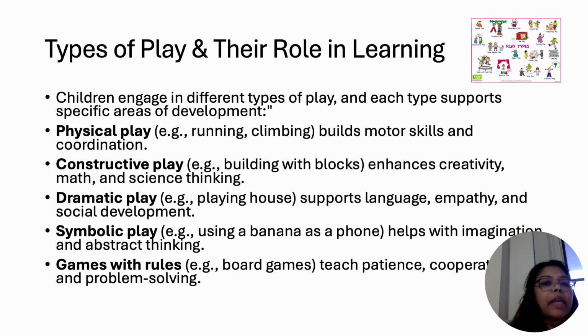Now I'm going to talk about types of play and their role in learning. Children engage in many types of play, and each type supports different areas of development. For example, the first one, physical play, such as running and climbing, builds motor skills and coordination. Constructive play, such as building with blocks, develops creativity and encourages math and science thinking. Dramatic play, like playing house or acting out roles, builds language skills, empathy, and social understanding. Symbolic play, where a child might use a banana as a phone, supports imagination and abstract thinking. Games with rules, such as board games, teach cooperation, patience, and problem solving.